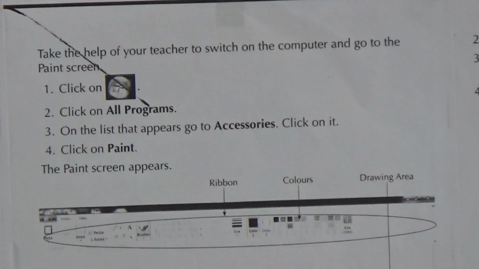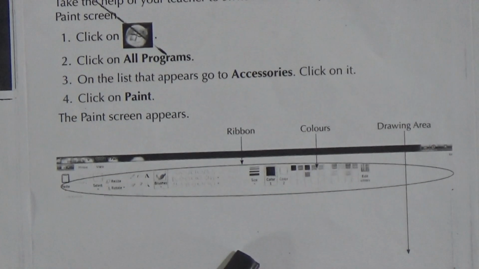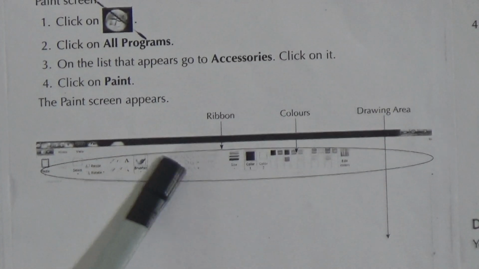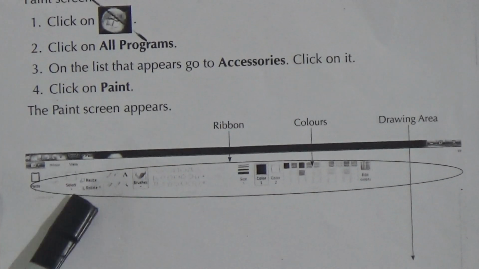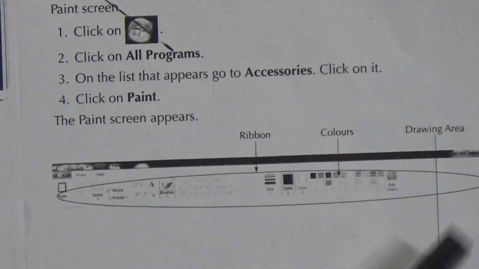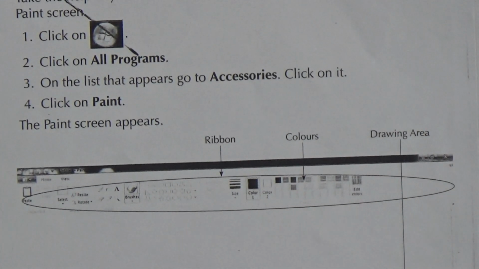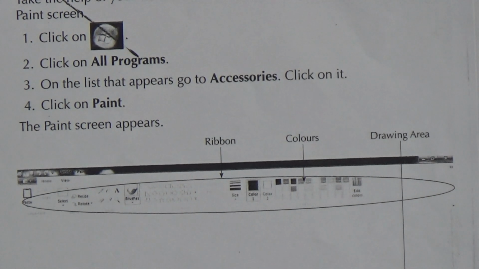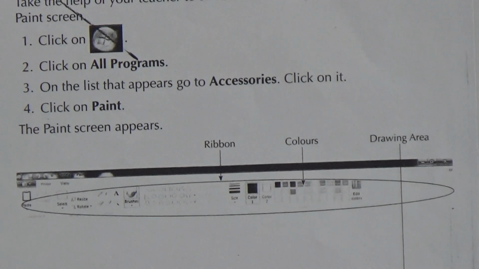screen appears. Now look, this is called the paint screen, and in the paint screen you can find the ribbon. Now this section is called the ribbon, and this section is called colors, and the white portion is called the drawing area, and you will draw the picture here.